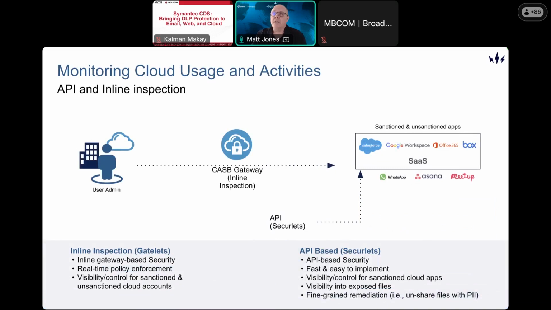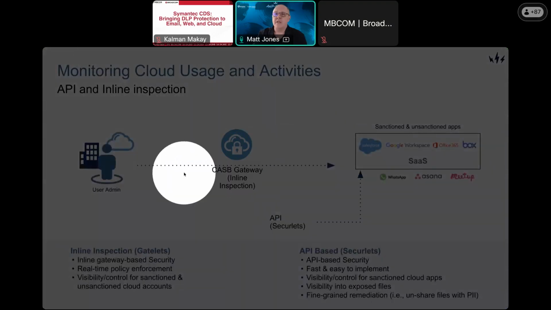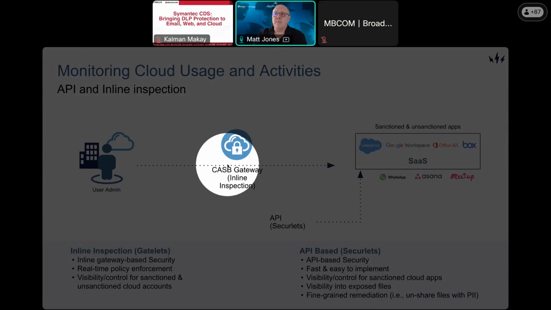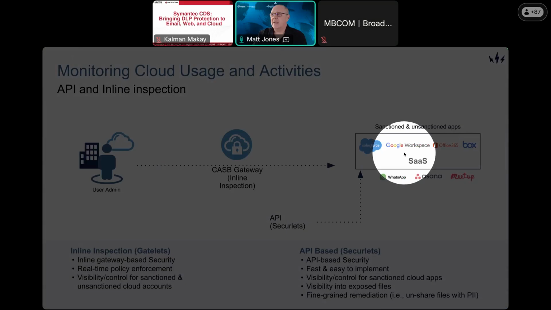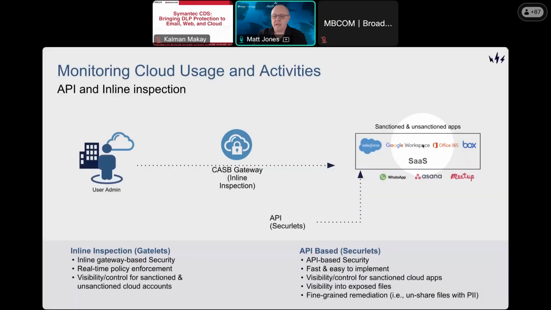Okay, so this is the inspection for the online SaaS products. We use gatelets. So we've got inline inspection. The users' data goes through the CASB gatelet and out to the SaaS service you're looking at, and we can inspect inline. I've already mentioned that we can block inline, so we can stop that sort of data being uploaded in the first place.